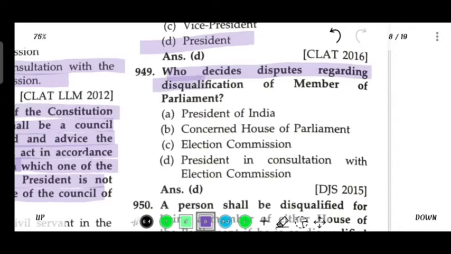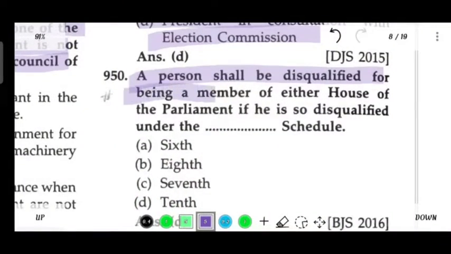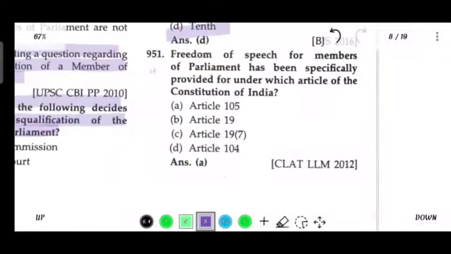Who decides the dispute regarding disqualification of a member of Parliament? The President in consultation with the Election Commission. A person shall be disqualified from being a member of either House of Parliament if he is so disqualified under the dash schedule. 10th Schedule.